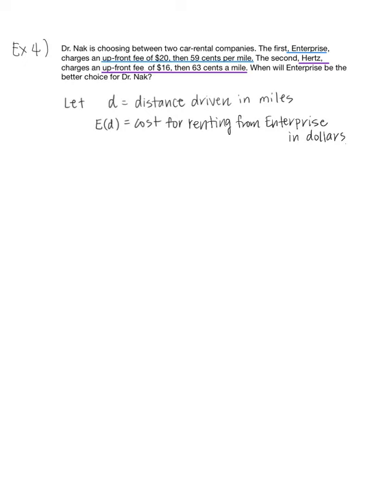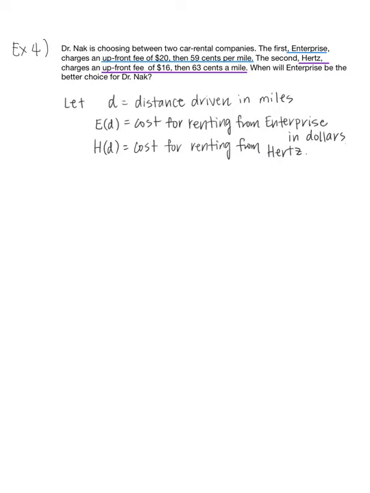And we're going to do a similar thing for Hertz. So for Hertz, let's just denote it by H of D. H stands for Hertz, and it is the cost for renting from Hertz in dollars. Now let's talk about the upfront fee. Upfront fee means that I have not even driven the car yet, which basically means that when the distance is 0, the cost of renting from Enterprise is going to be 20. Same thing for Hertz, right? Upfront fee means that I have not driven, so D should be 0, and then H of D denotes the cost for renting from Hertz.